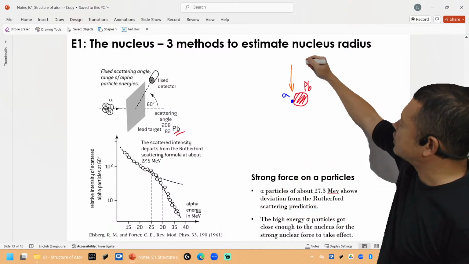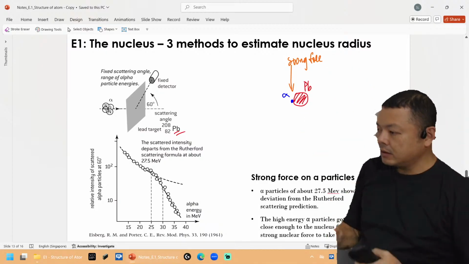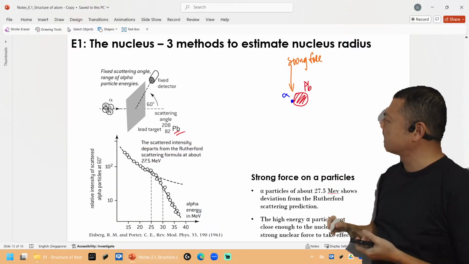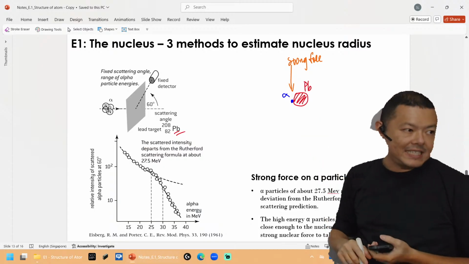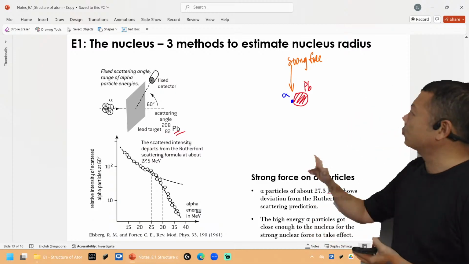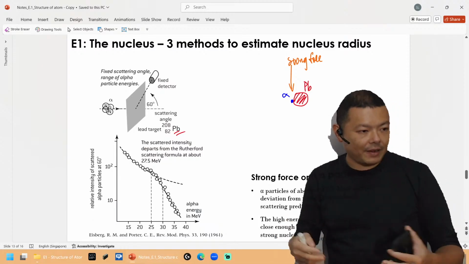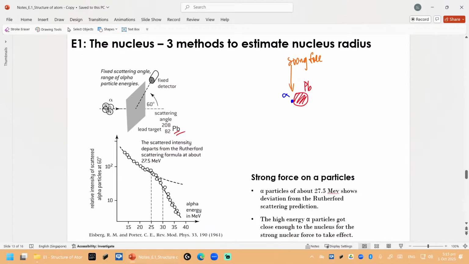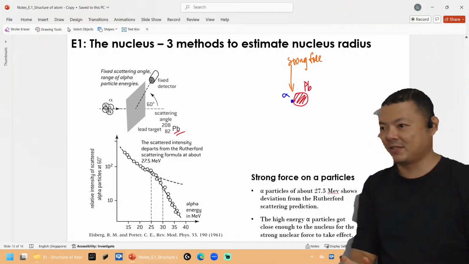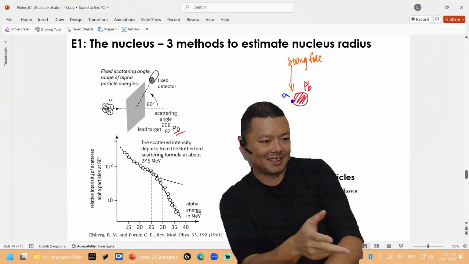We infer that the strong force acts on the alpha particle when it got so close that it touched the lead nucleus surface. So there's the existence of a strong force. It's like a grappling force. I like to call the strong force the handcuff force. In order to handcuff someone, you have to be that close. I cannot throw handcuffs.